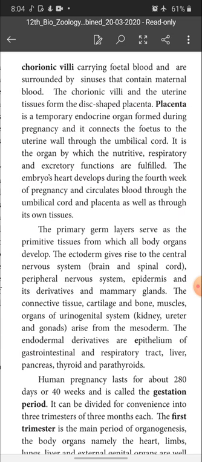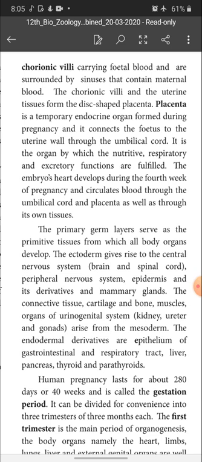Central nervous system, that is brain and spinal cord. Peripheral nervous system, that is nerves arising from the brain and spinal cord are called the peripheral nervous system. And then the next one, the epidermis of the skin and mammary glands, are derivatives of what? Ectoderm. Next, connective tissue, cartilage and bone, muscles, and organs of the urinogenital system such as kidney, ureter and gonads arise from the mesoderm. And then the endodermal derivatives are the epithelium of the gastrointestinal and respiratory tract.